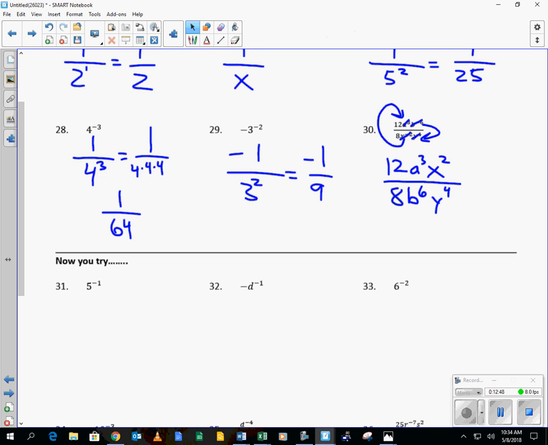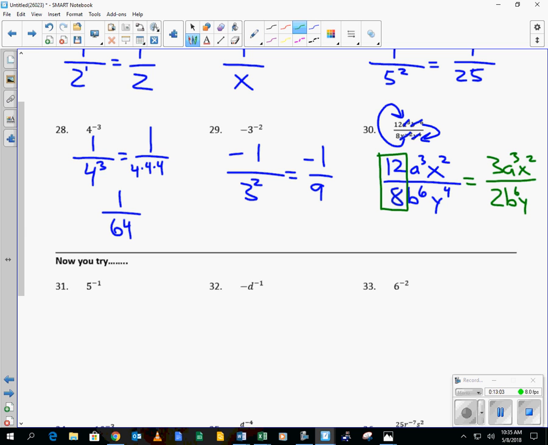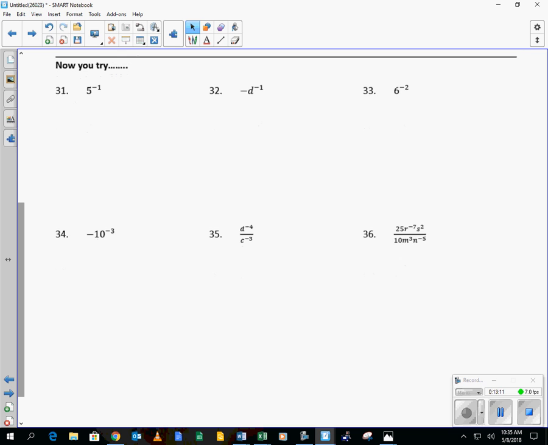Now the cool thing is that we can actually change that because we know 12 over 8 reduces to 3 over 2. You have the a cubed and the x squared in the numerator. You have the b to the 6th, the y to the 4th in the denominator. So we did 6 problems there. We're going to give you 2 minutes. I will watch the time closely. I promise this time. On your mark, get set, go.